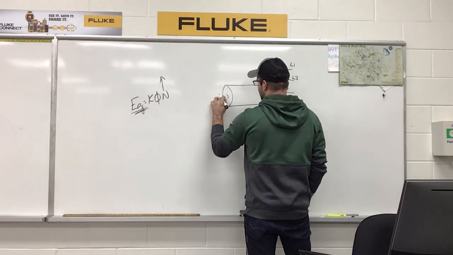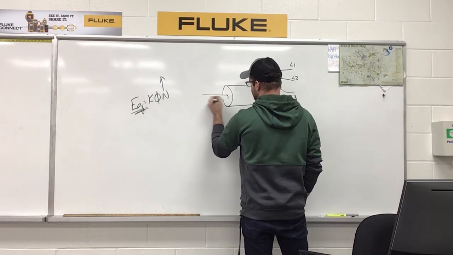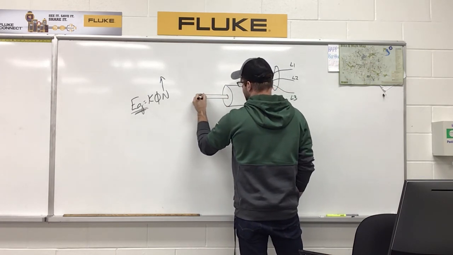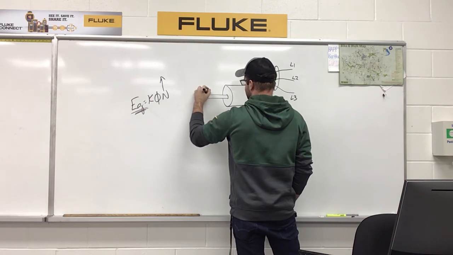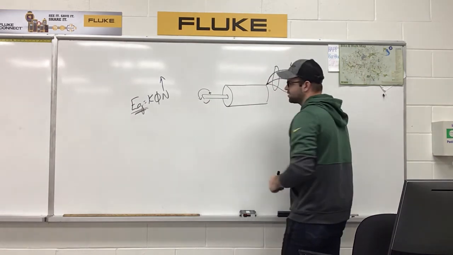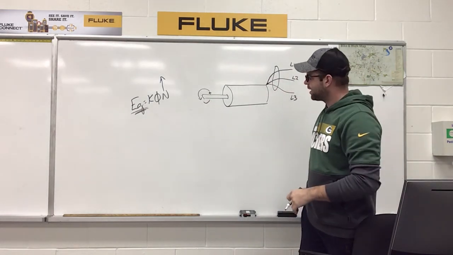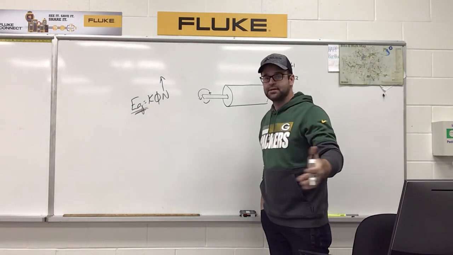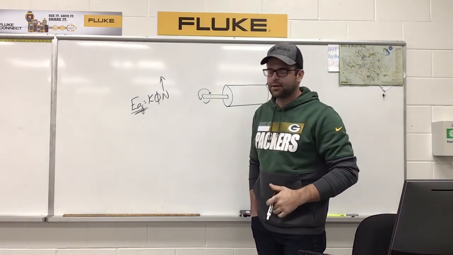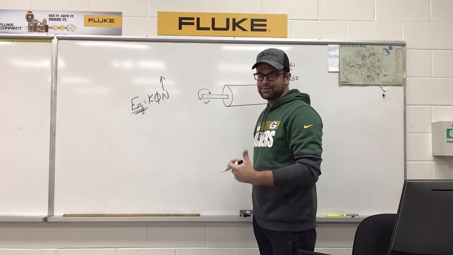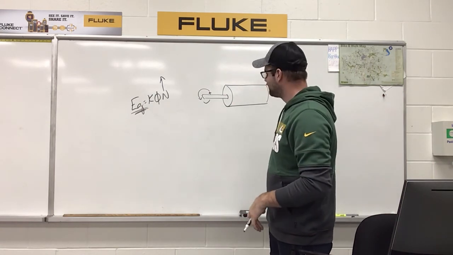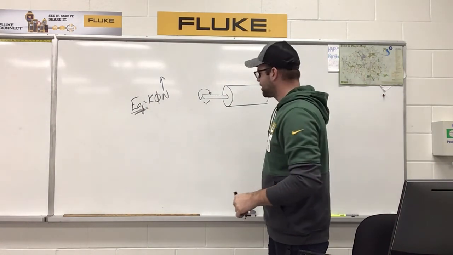Then we have our shaft of our alternator. And then the shaft of that alternator needs to be spun by something. So a prime mover, could be a DC motor like we use in the lab. It could be a turbine, could be a windmill, could be a little hamster on a hamster wheel running around. But something has to spin that shaft.